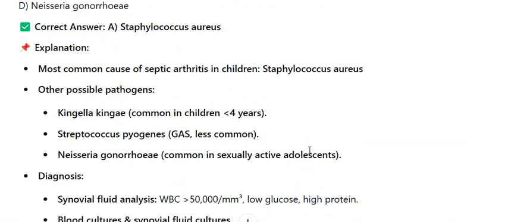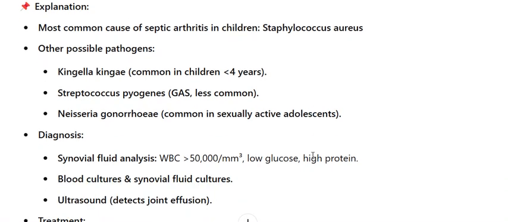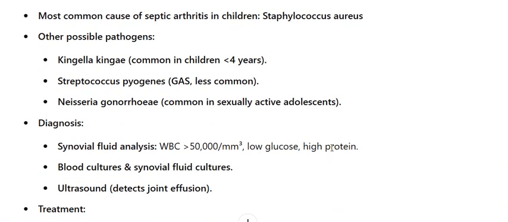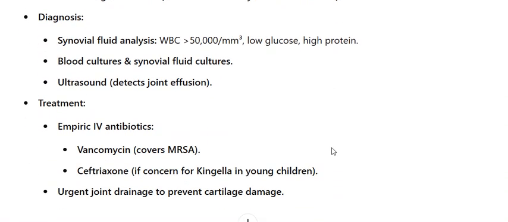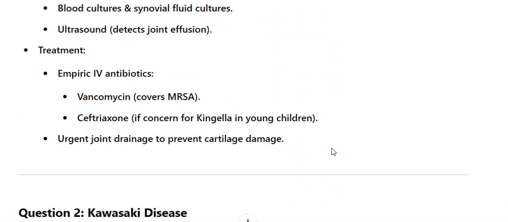Diagnosis: synovial fluid analysis, WBC over 50,000 per mm³, low glucose, high protein. Blood cultures and synovial fluid cultures. Ultrasound detects joint effusion. Treatment: empiric IV antibiotics, vancomycin, covers MRSA. Ceftriaxone if concern for Kingella in young children. Urgent joint drainage to prevent cartilage damage.